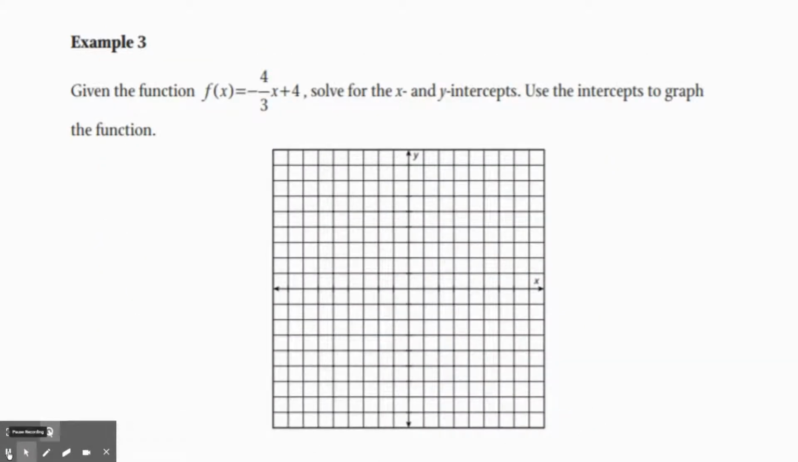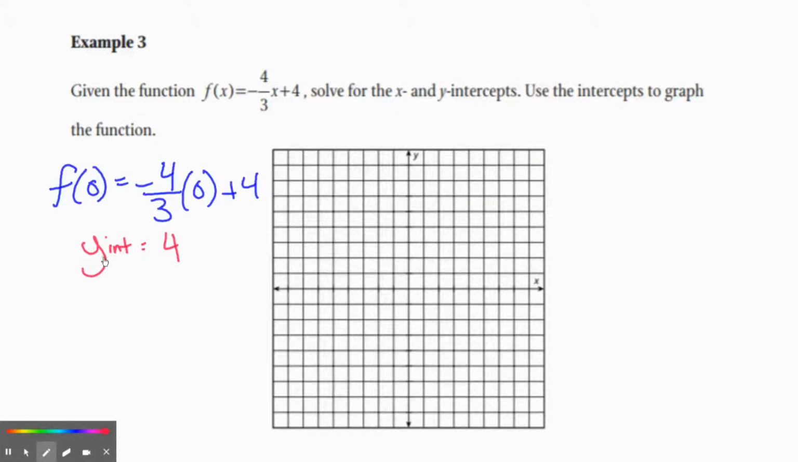Given the function f of x equals negative 4 over 3x plus 4, solve for the x and y intercepts. Use the intercepts to graph the function. So graphing using intercepts is really super easy. If you want the y-intercept, all you have to do is substitute in 0 for x, or find the value, what is f of 0? And as you can see, negative 4 over 3 times 0 is going to be 0, plus 4, your y-intercept is 4, or it will be at 0, 4.